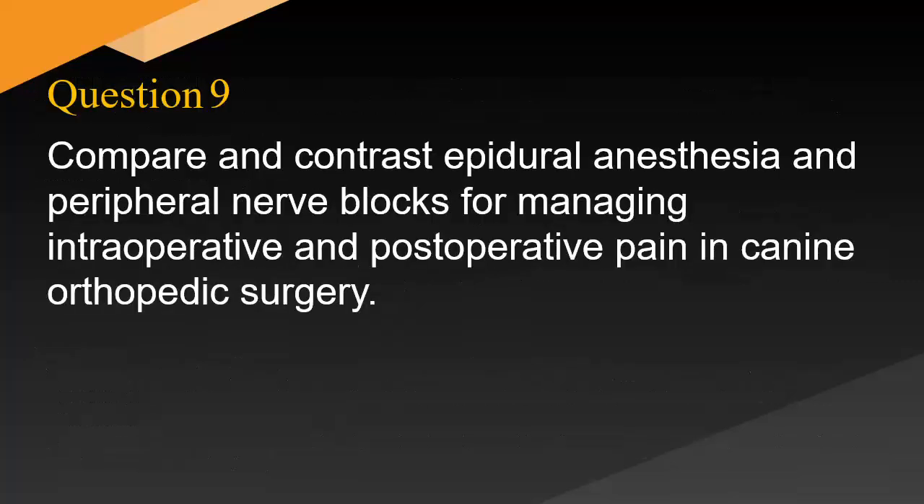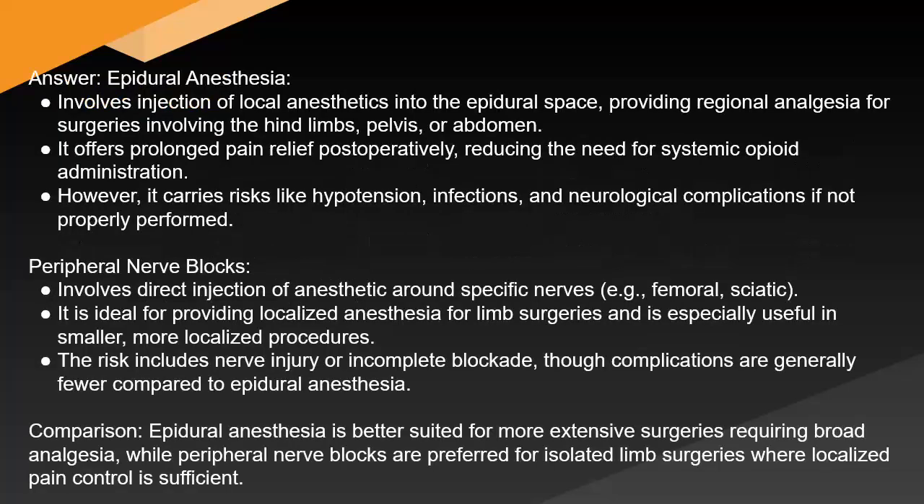Compare and contrast epidural anesthesia and peripheral nerve blocks for managing intraoperative and postoperative pain in canine orthopedic surgery. Answer: Epidural anesthesia involves injection of local anesthetics into the epidural space, providing regional analgesia for surgeries involving the hind limbs, pelvis, or abdomen. It offers prolonged pain relief postoperatively, reducing the need for systemic opioid administration.